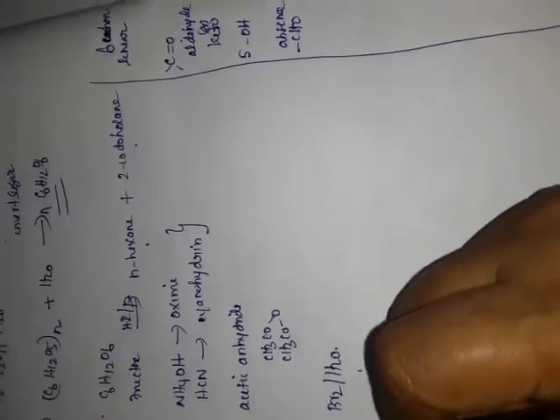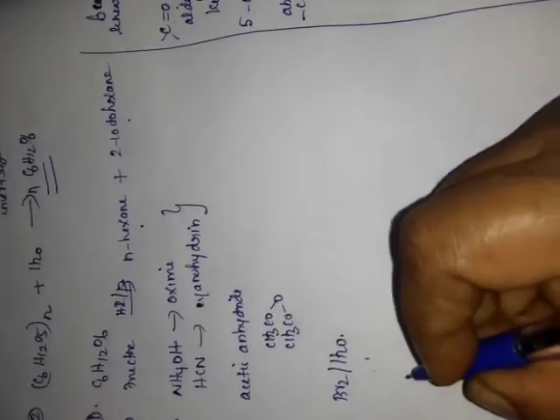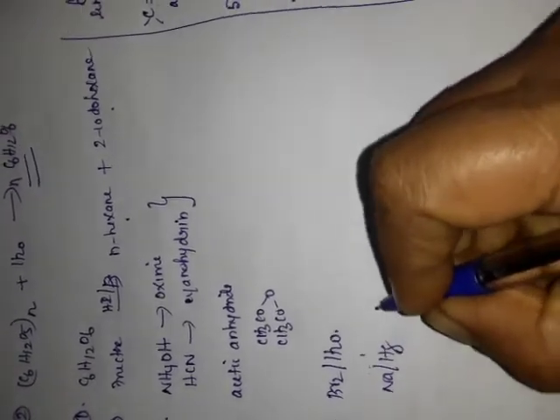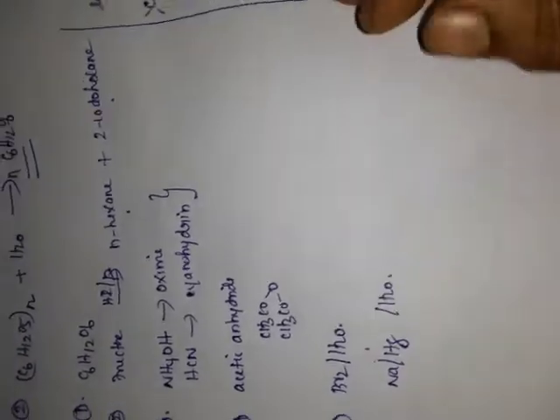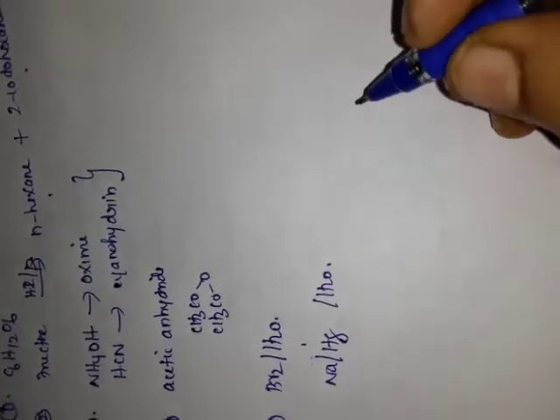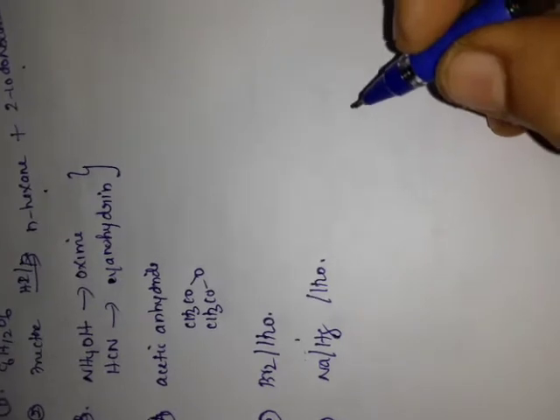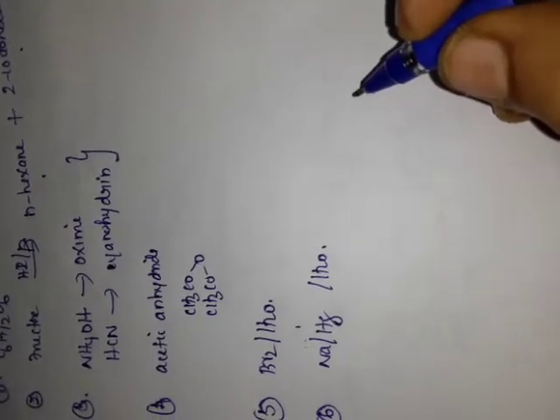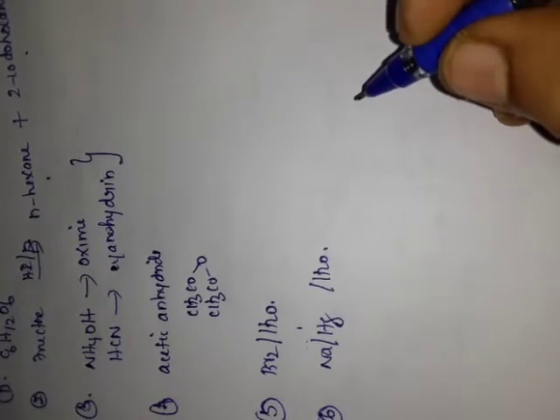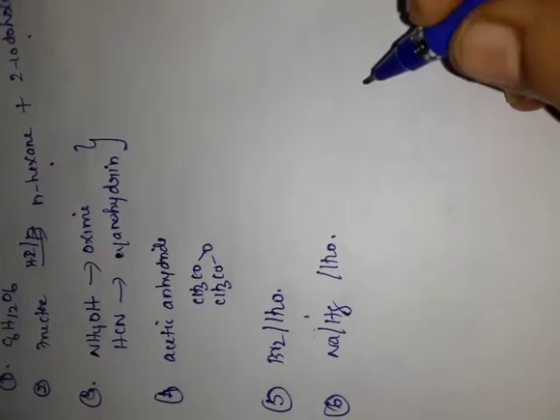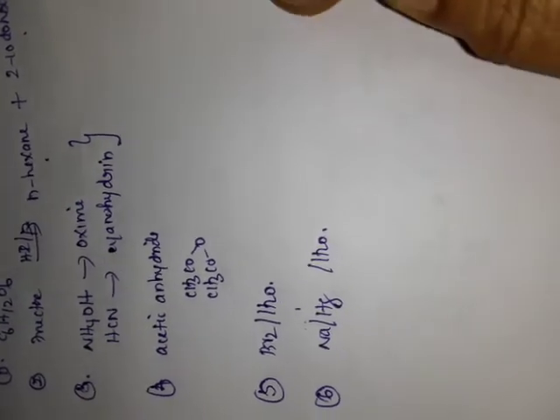Next, sixth one, partial reduction of fructose with sodium amalgam and water produces two epimers. Epimers means having the same molecular formula but a different configuration at a particular asymmetric carbon. Asymmetric carbon means carbon bonded to 4 different groups.